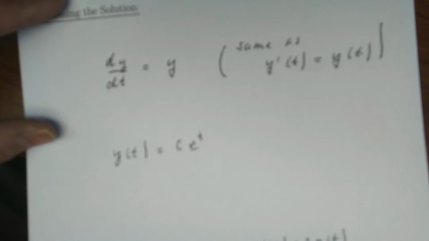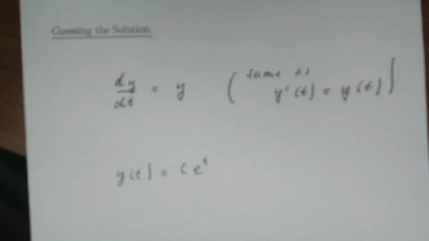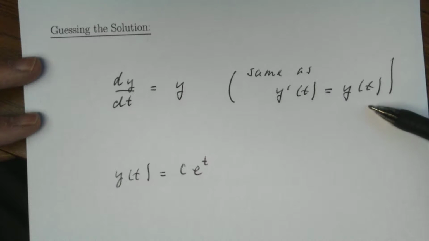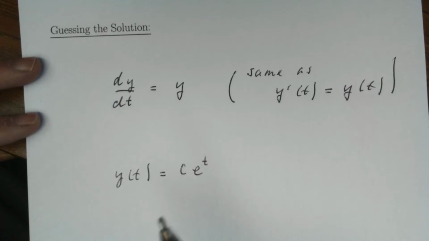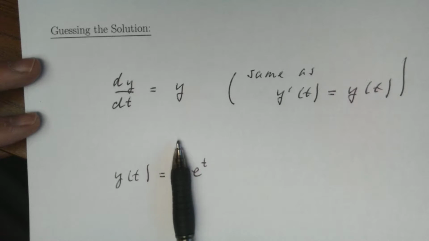In some very simple situations, we can actually make an intelligent guess for what a solution might be. For example, let's take a look at dy/dt equals y. We're looking for a function here with the property that y prime of t is equal to y of t. In other words, a function that equals its own derivative. The exponential function, y of t equals e to the t, is a pretty simple example if we reflect upon what we learned in Calculus 1.